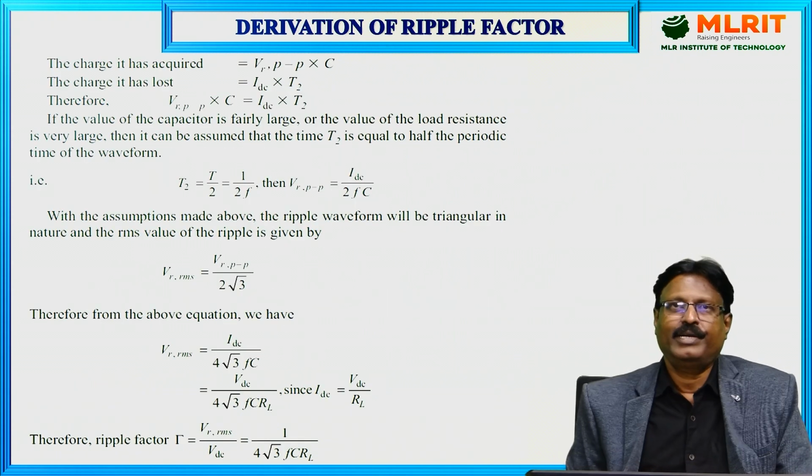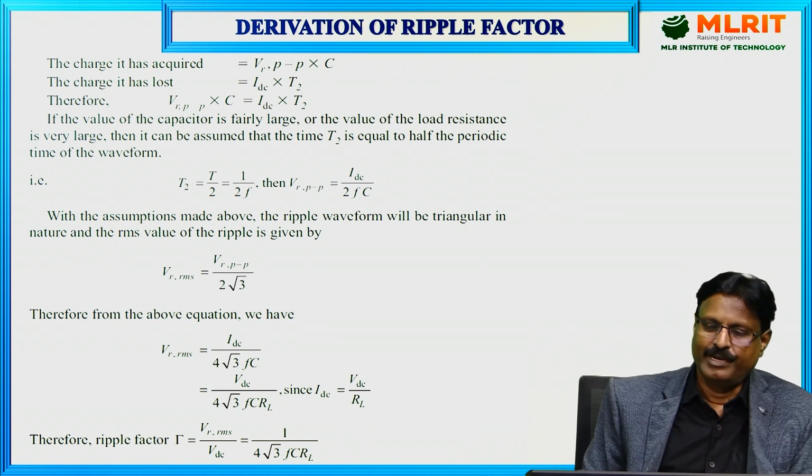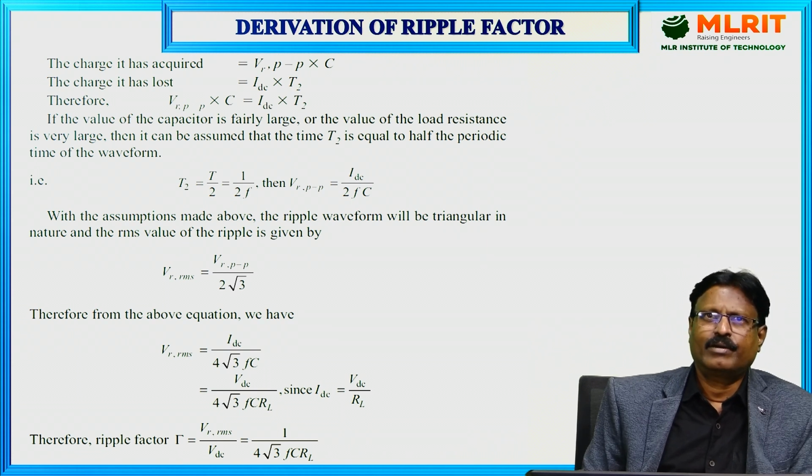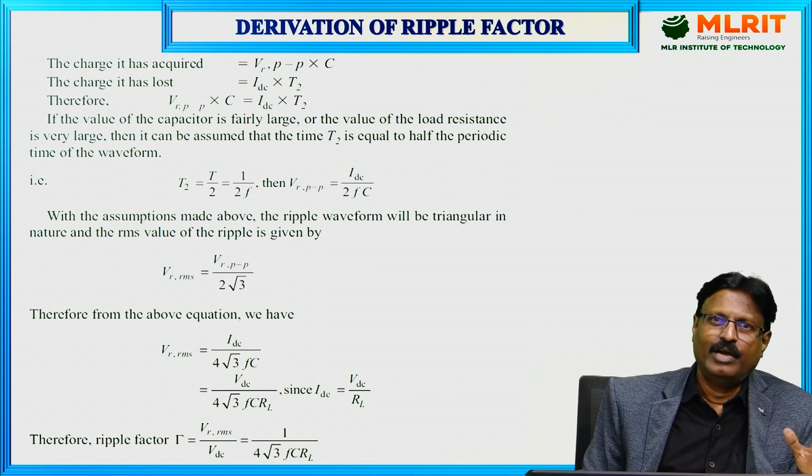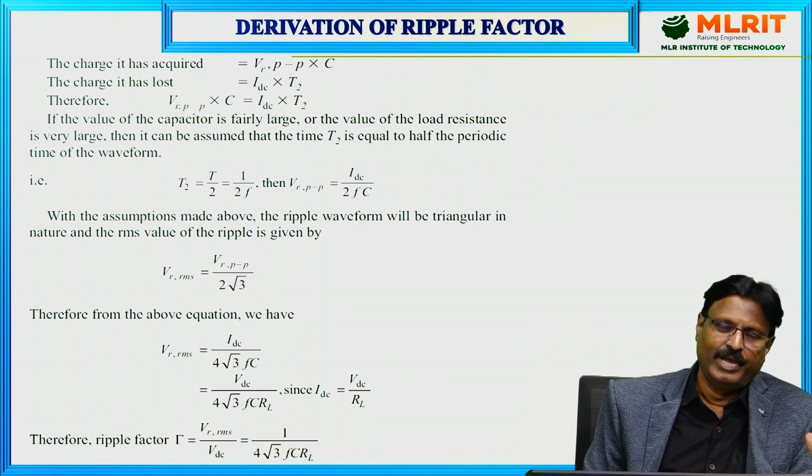The ripple factor decides the performance of a filter. Whenever the ripple factor value is smaller, we can say that the particular filter is the best one. Suppose you take two filters, one filter with a higher value and one filter with a lower value of ripple factor. The filter with the lower value of ripple factor is the best one.